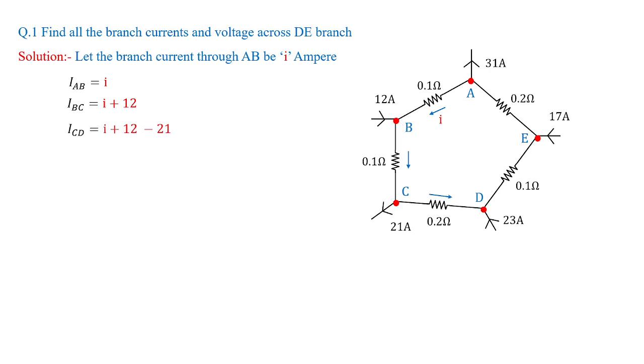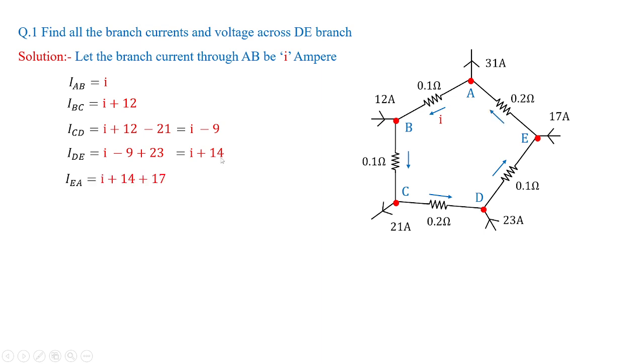The same logic will apply for branch current ICD, which is equal to the existing current I plus 12, and the outgoing current I'm treating as negative, so that is minus 21 amperes. So incoming we are treating as positive, outgoing we are treating as negative. Fine. If that is true, the value of branch current ICD would be I minus 9 amperes. The same logic will apply for the branch current IDE, which is I minus 9, the previous current, plus 23 amperes, which is incoming. So the net value of IDE would be I plus 14 amperes.